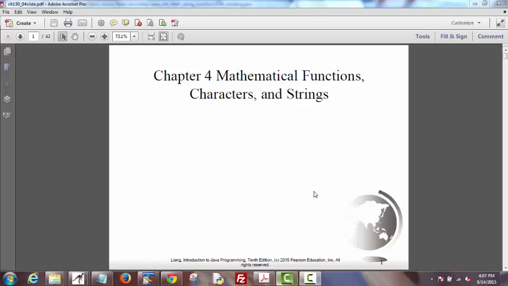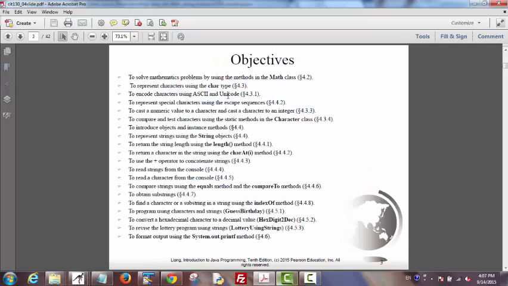Through this recording, I'm going to cover Chapter 5 of your textbook, which essentially discusses mathematical functions, characters, and strings. So let's go ahead and start. There are some objectives. Of course, you have these slides, so you could go through them. But essentially, what we want to talk about is numbers, characters, and strings.